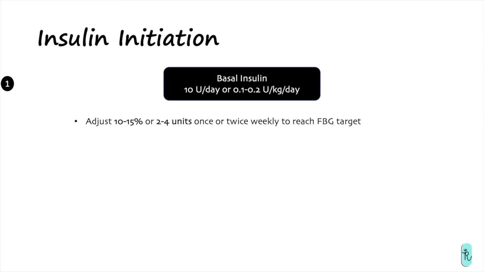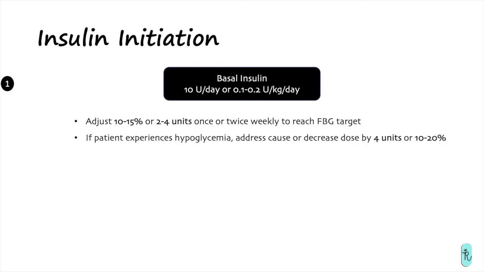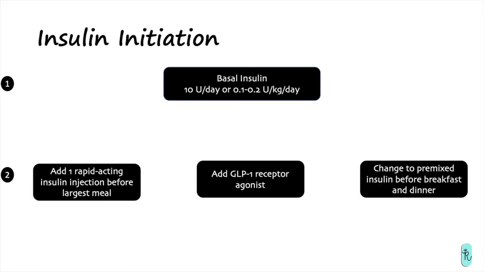We can then titrate the dose 10 to 15% or 2 to 4 units once or twice weekly as needed to reach the fasting blood glucose target. Hypoglycemia is a major side effect of insulin therapy, but insulin is the most effective method for lowering blood glucose. If the patient experiences hypoglycemia, then we need to be sure to address the cause or decrease the dose by 4 units or 10 to 20%.